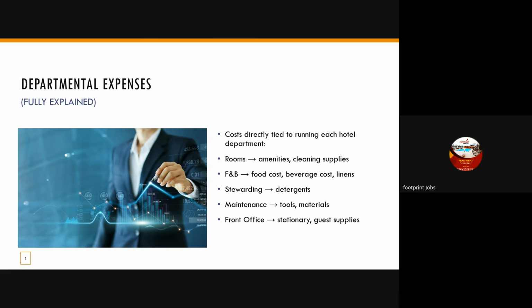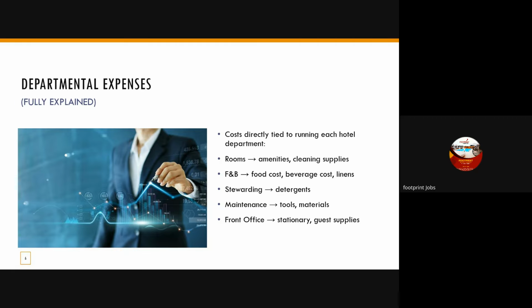Then we talk of F&B. This is still under departmental expenses. Now, under F&B, we talk about food costs, beverage costs, and linen. Now, there's something you must understand. As a manager, be you a departmental manager or an operation manager or a general manager, there's something you must clearly understand. First of all, you must know what your food cost is.